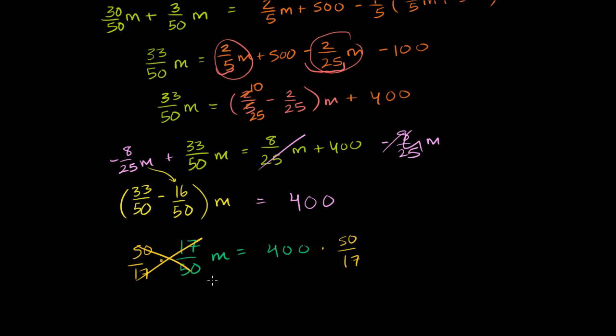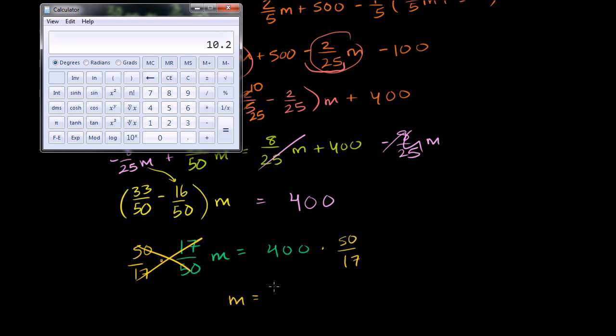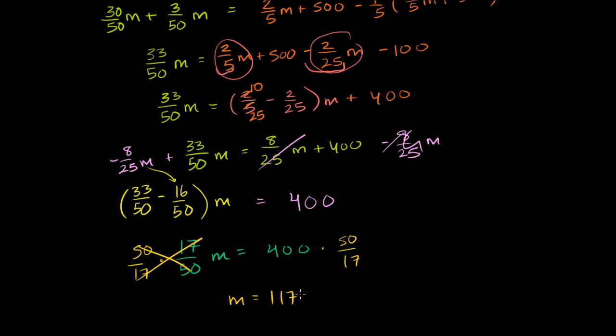These cancel out, and you get m is equal to, and I'll get the calculator out for this, 400 times 50 divided by 17, which is equal to 1,176.47. So $1,176.47 is how much Lydia started out with. Hopefully you found that fun.